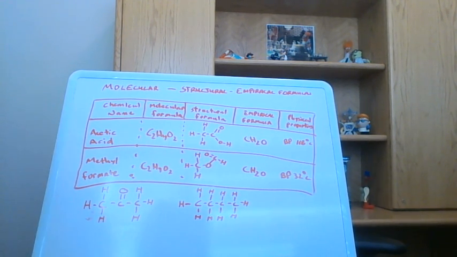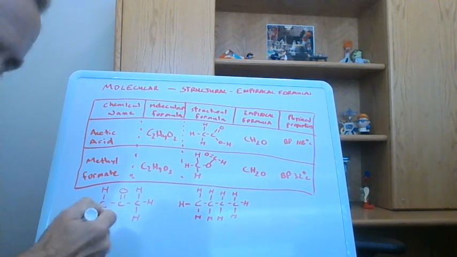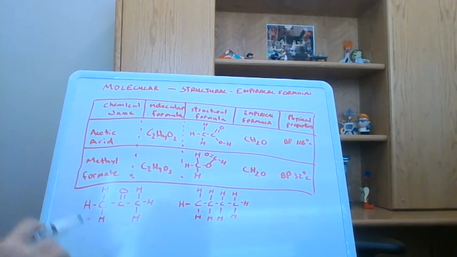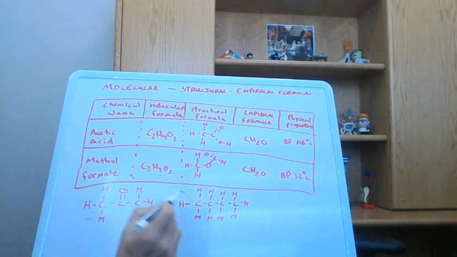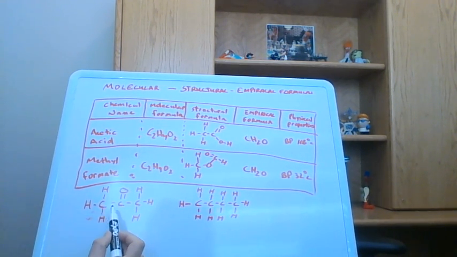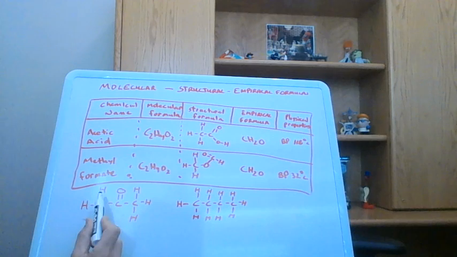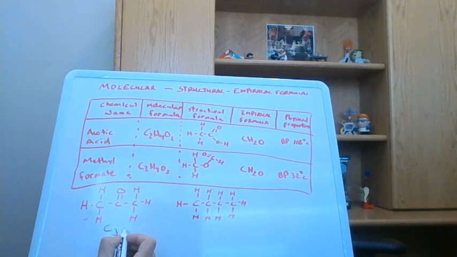So one thing that I'll expect you guys to be able to do here is to look at a structural formula like this and then come up with what the molecular formula and the empirical formula are. And all we're going to do to find the molecular formula is count the atoms here, right? So we have 1, 2, 3 carbons, so we'd have C3, we have 1, 2, 3, 4, 5, 6 hydrogen, and we have 1 oxygen.